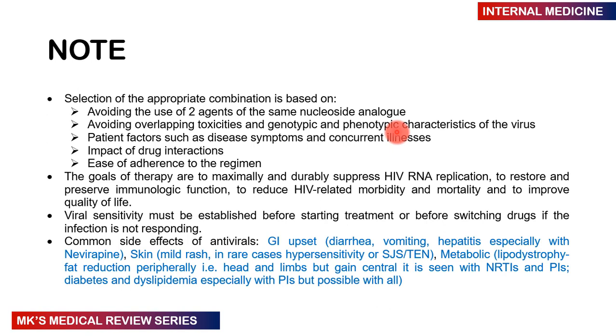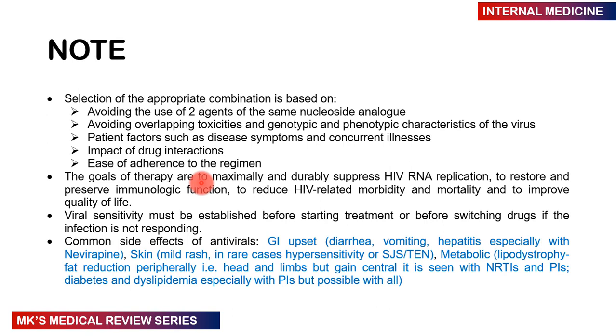Then the third reason is patient factors: the other diseases that may be present, the symptoms that are present, concurrent illnesses, and of course the impact of drug interactions and the ease of adherence to the regimen. Most of the HIV drugs are given either once a day or two times a day. It's very rare that you'll get anything that's given three times a day. Most of the drugs that were given three times a day are not commonly used in the regimen because we want to make it as easy as possible.